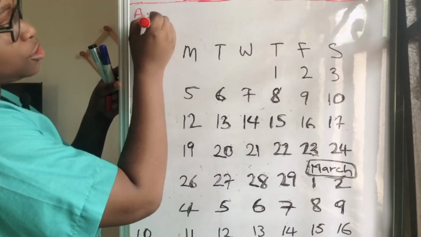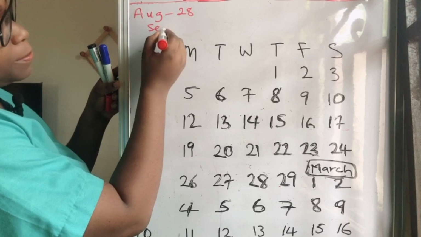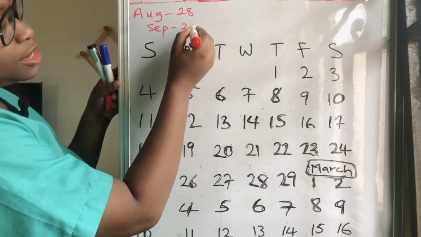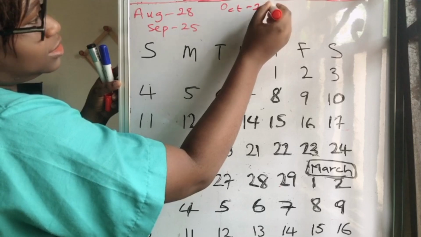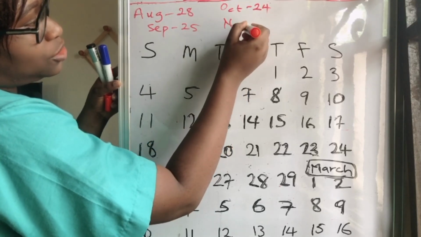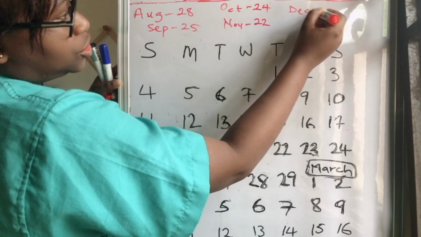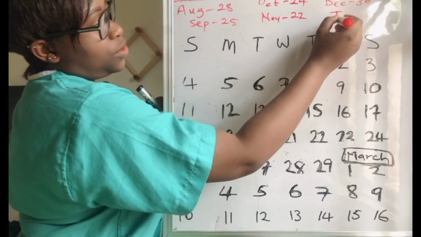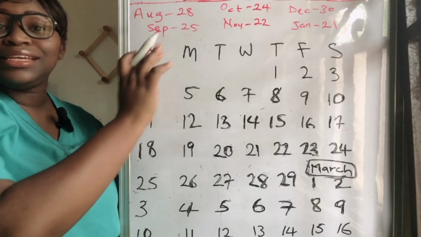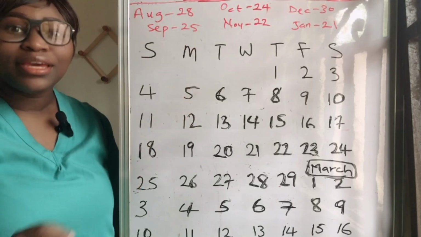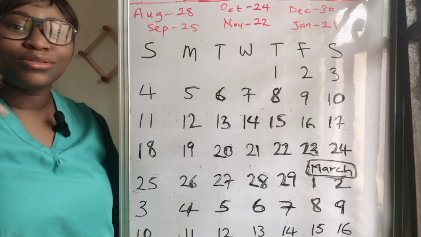For the month of August, she got a 28 day cycle. For the month of September, she got a 25 day cycle. For the month of October, 24 days. For the month of November, 22 days. For the month of December, 30 days. Then January, she got 27 days. So you can see these are varying cycle lengths, but they still fall within the normal cycle length, which is from 21 days to 35 days.